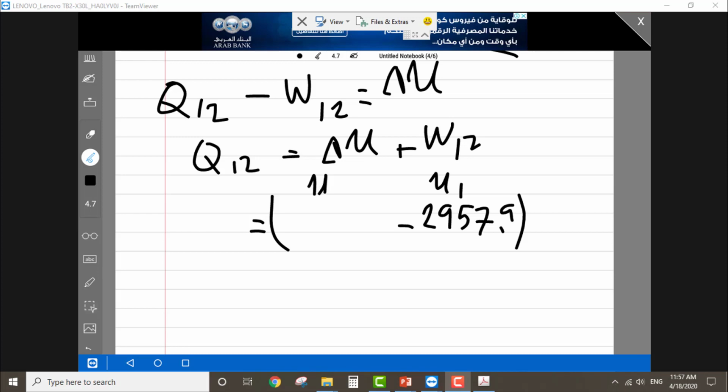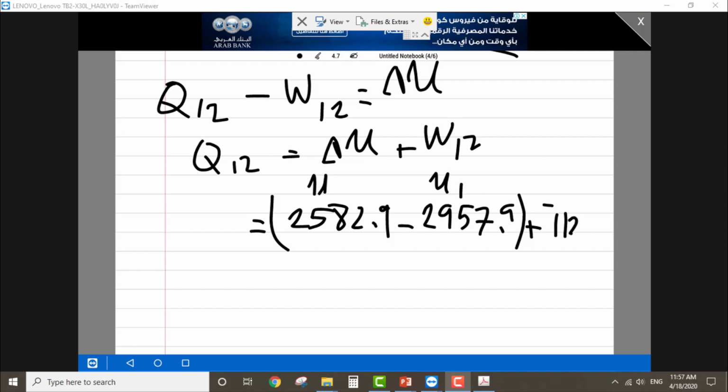So we need to write 2582.9 minus 2957.5 minus 112.25, and the answer is minus 486.85 kilojoule per kilogram.